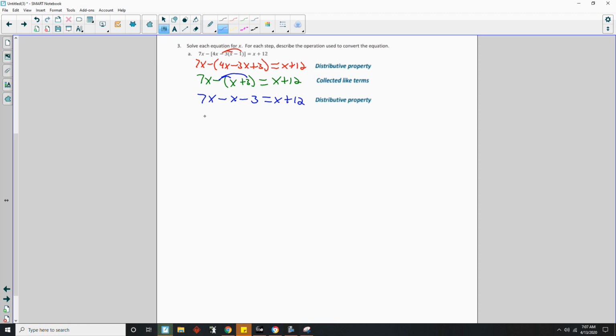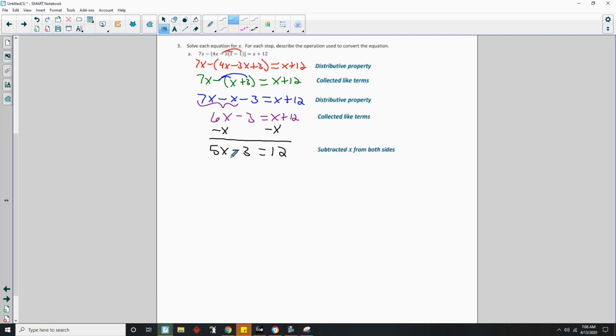Okay, so the next step, when we switch to purple, we have 7x and a negative x. Those are like terms. So I'm going to combine these. 7x minus x is 6x minus 3 equals x plus 12. Okay, so that's combine like terms. Okay, next step is to get all my x's on one side. So I'm going to subtract x from both sides. And when I do that, I get 5x minus 3 equals x minus x is 0 plus 12 is 12. Okay, so that is subtracting x from both sides.